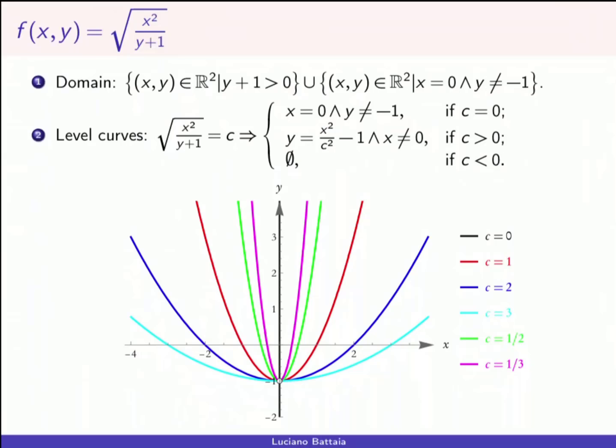When c is 0, it is the vertical axis except this point. When c is different from 0 but positive, we have parabolas always without the vertex that is excluded because it belongs to the line y plus 1 equals 0.